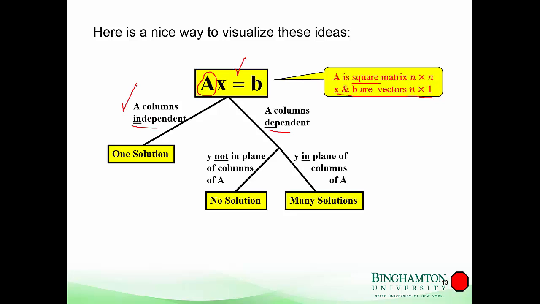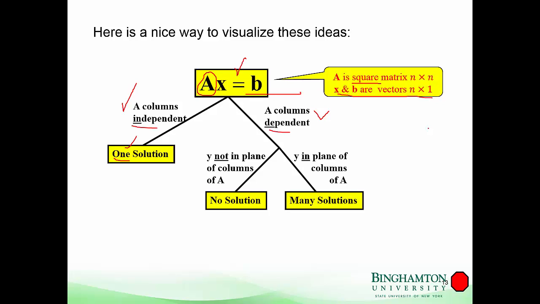If it has independent columns, we say A is non-singular, A is invertible. And I don't care what B is, there is a solution, and a unique solution. By one solution, I mean one solution per B vector. Change the B vector, get a different solution. But there are not two different X vectors that will solve it for one specific B. That's what I mean by one solution. On the other side, A's columns are dependent. So A is singular. A is not invertible.